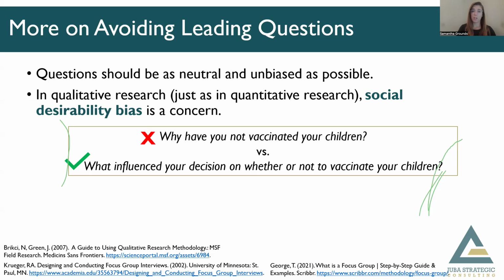So perhaps a better way to word this question would be the second part, which is, what influenced your decision on whether or not to vaccinate your children? So here it's much more of a neutral tone. We're not implying one way or the other. We're just asking in general, what influenced your decision on whether to vaccinate your children or whether not to? And this isn't really inferring a right or wrong response. So that's one example to think about.